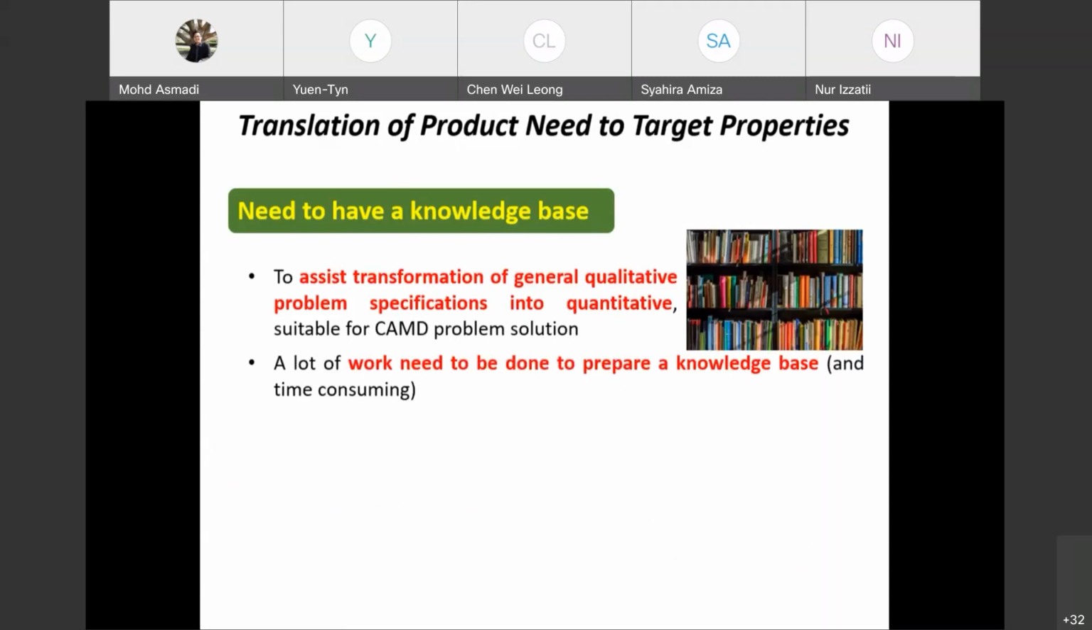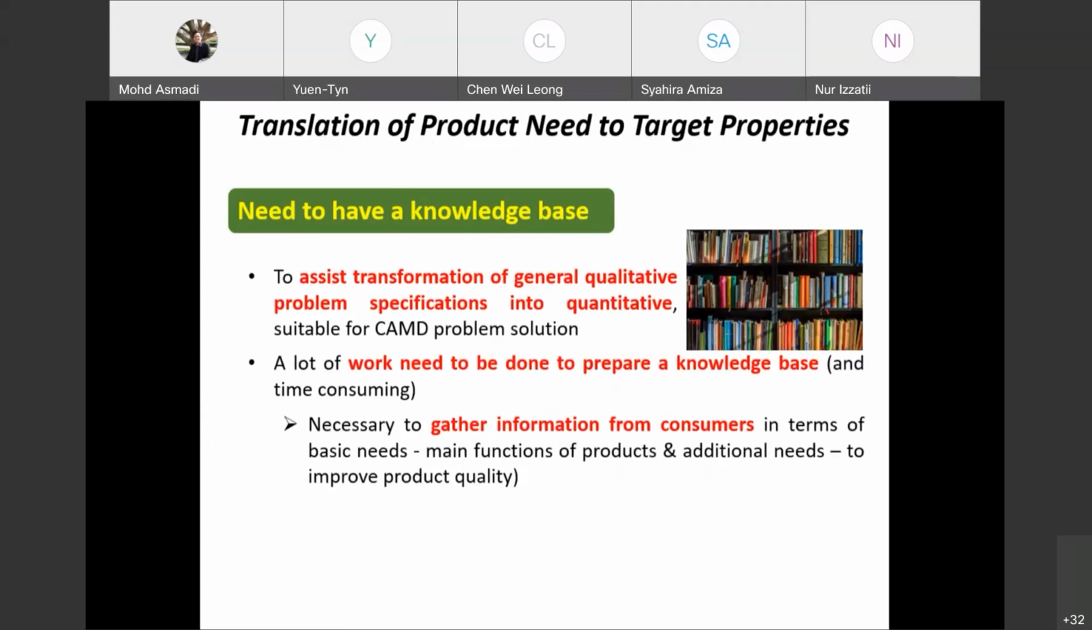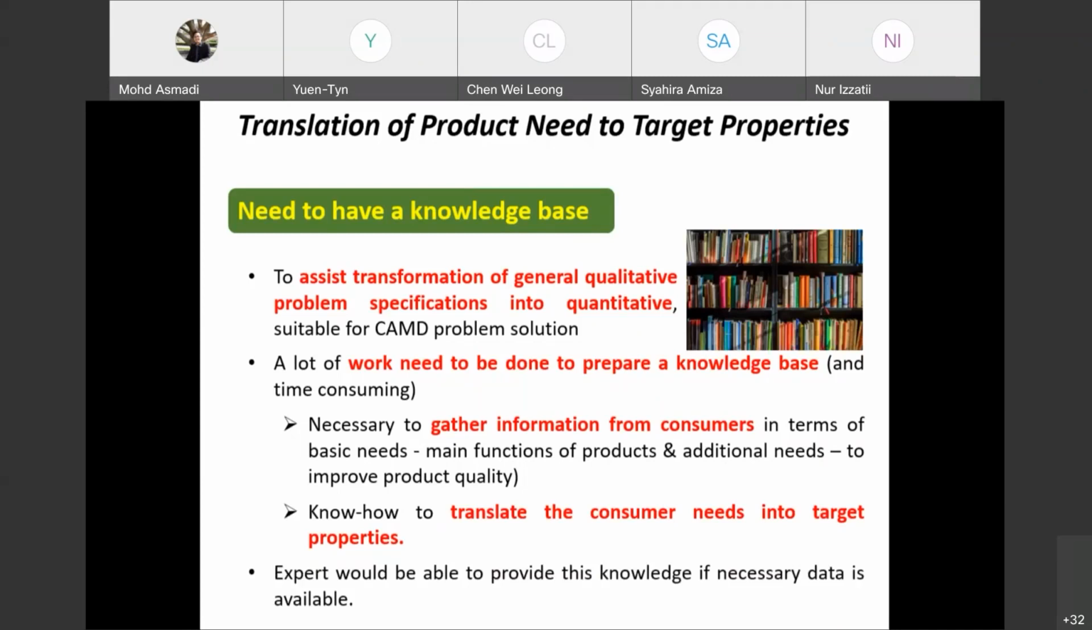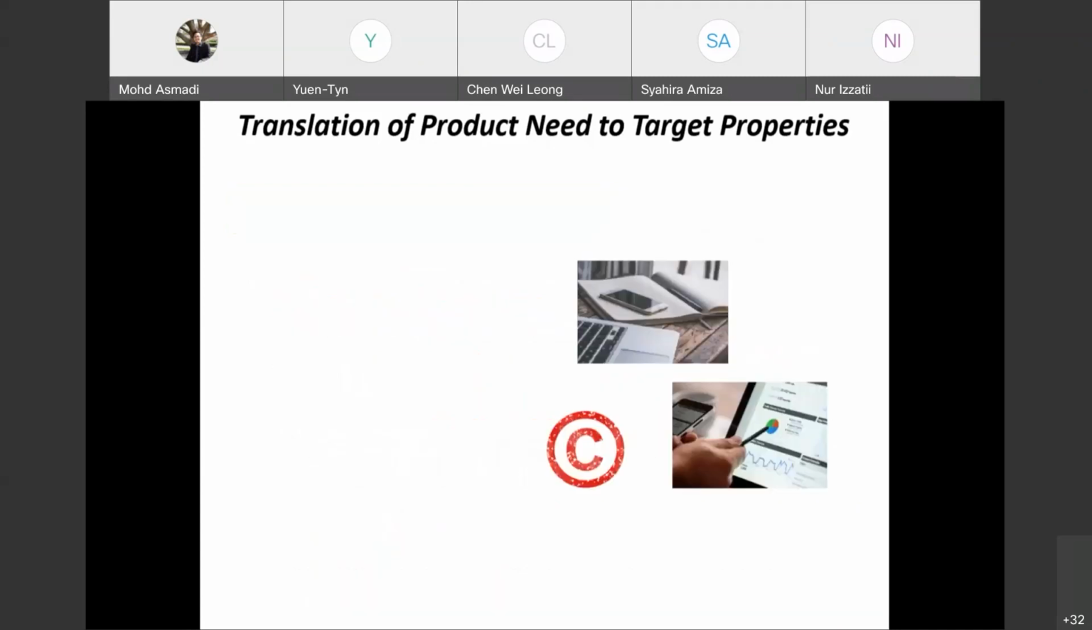First, we have to gather the information from the consumer, or we do a survey. Then some additional needs: know how to translate the consumer needs to target properties, right? So we have to do a feasibility study before we can convert to the target properties. Only the expert would be able to provide this knowledge, if necessary data is available.